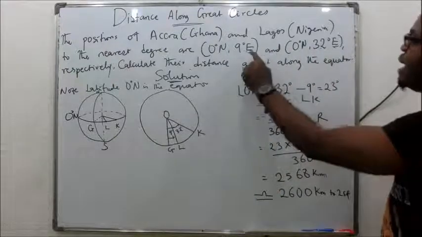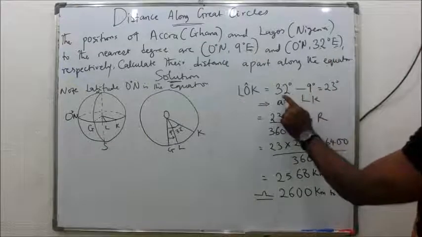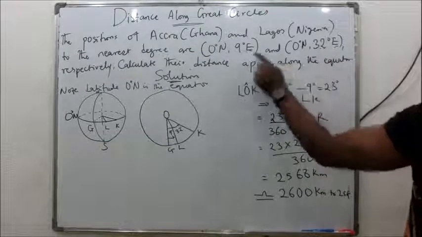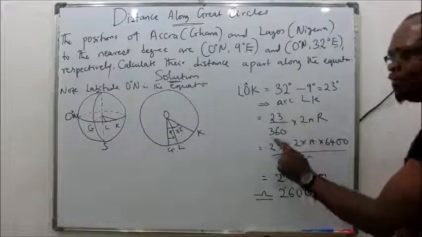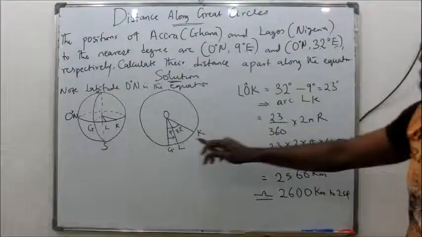So in this case, you have this one east, this one east. So simply subtract because they are the same thing. You understand? So we have 32 minus 9, 23. So anything you get, just do that thing all over 360 times 2 pi r. The answer is the distance between the two.